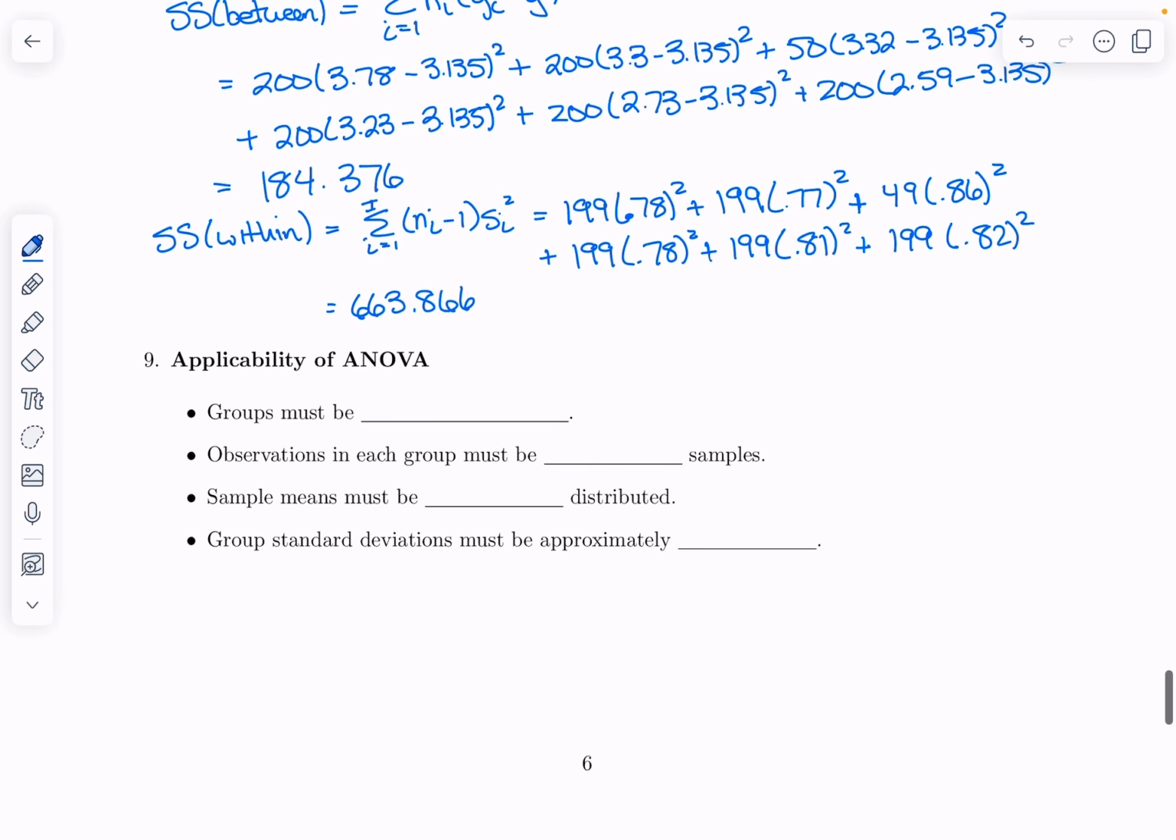I'm going to finish with some important things about the applicability of ANOVA. I want to know when the ANOVA test is going to be valid and when I can use it. The groups must be independent of each other. So we can't have the same individuals across groups. We can't have, like, maybe members from the same families across groups or things like that. The groups must be independent. Observations in each group must be random samples. So I have to be able to basically do t-tests with each group. So I need observations in each group to be random samples.